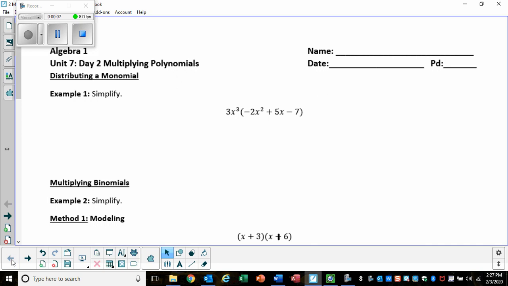Today we're going to be talking about multiplying polynomials, and we're going to start with distributing a monomial. So the first thing we're going to do is just distribute this 3x to the third to everything inside the parentheses. So we're just distributing like normal, okay? Nothing special. Actually, that's a lie.